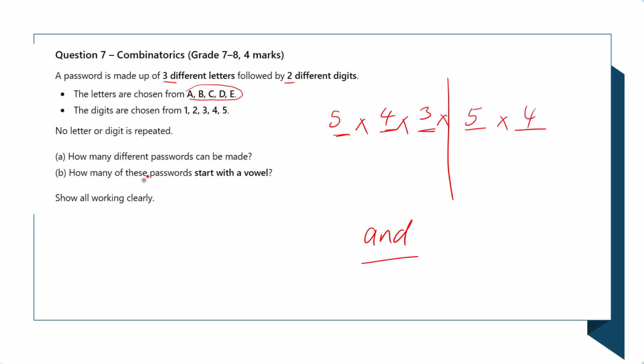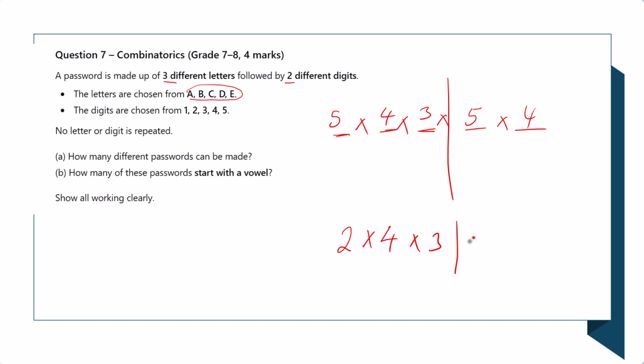For part B, it says how many of these passwords start with a vowel. Now, listen. If I have to start with a vowel, I've only got E and A. So in the first position here, I can only have 2 options. And then in the second one, I will also have 4. Why? Because even though I've used one of the vowels, altogether I've only used one letter. So in the second one, I've got 4 options, then I've got 3 options.